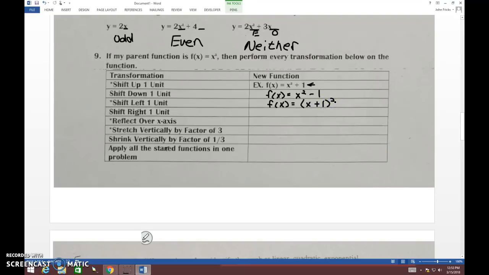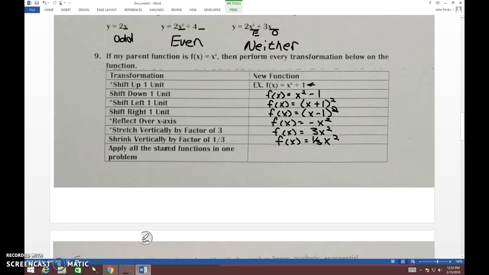Let me double check that. Yes. All right, and then shift right 1 unit, that would be f of x is equal to x minus 1 squared. Remember, those work opposite of each other. After that, we've got reflect over the x-axis, so that would be f of x equals negative x squared. Then stretch by a factor of 3, that would be f of x equals 3x squared. Then we have shrink vertically by a factor of 1/3, that is 1/3 x squared.